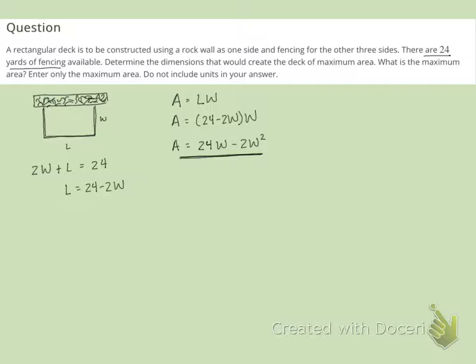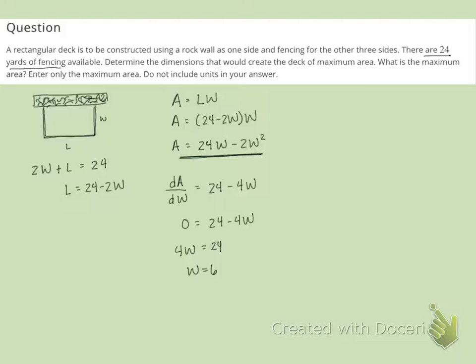So let's find the derivative of A, the derivative of the area, in terms of the width. And that is going to equal 24 minus 4W. And then to find our critical value, we're going to set this equal to 0 and solve for W. So I'll have 4W equal to 24, or W equal to 6.